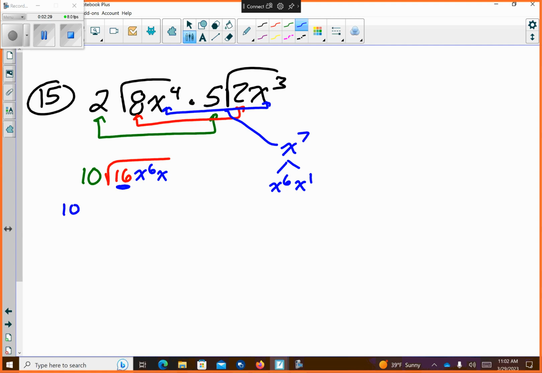Yeah, square root of 16 is 4. What's the square root of x to the 6th? X to the 3rd. Good. 2 goes into 6 3 times. And then the x stays behind. And then you just finish it up and make it look like this. Okay? So jot down whatever you would need on that one.